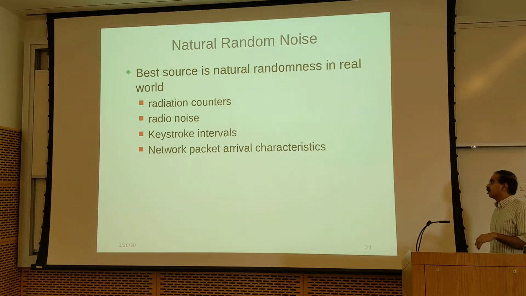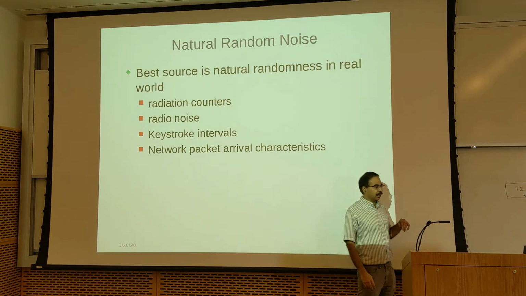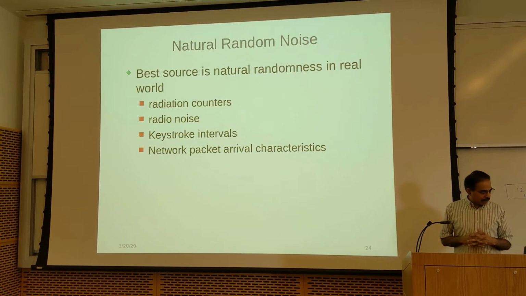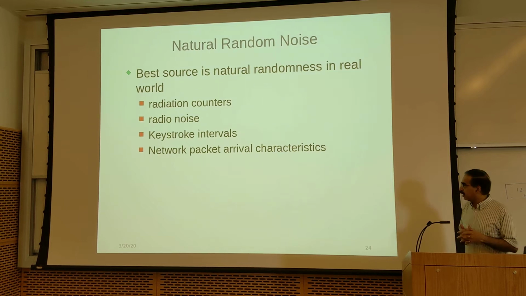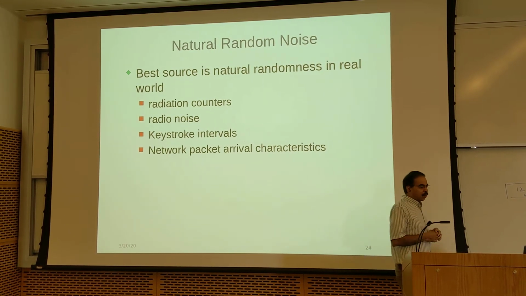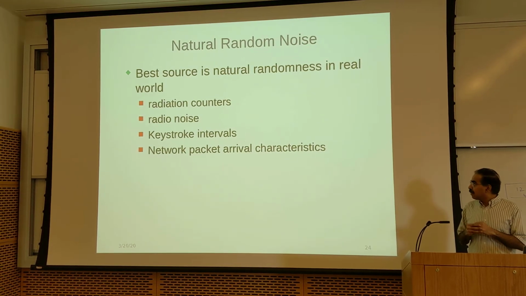And two such quantities are keystroke intervals and network packet arrival characteristics. And you might say, well, if I type, don't I type at a certain speed? Is it not predictable? Of course it's predictable, but what you should be looking at is the measurement of keystroke times, say at the level of nanoseconds.